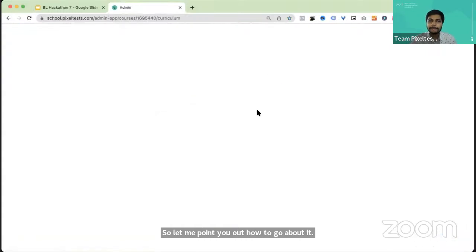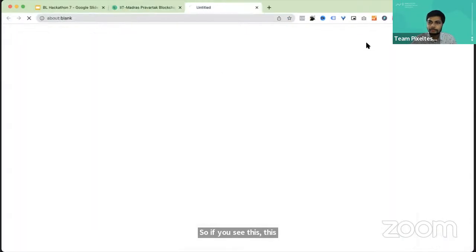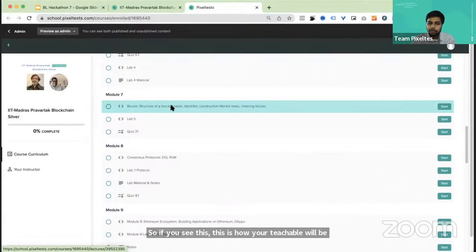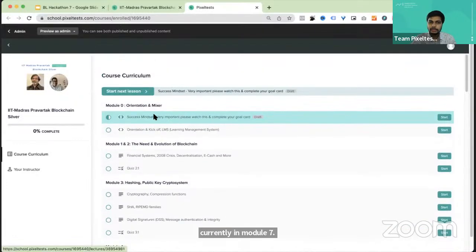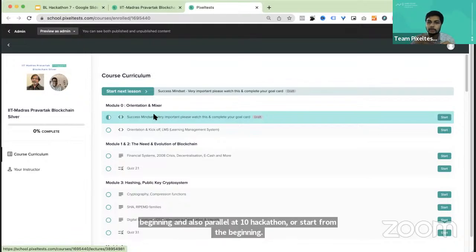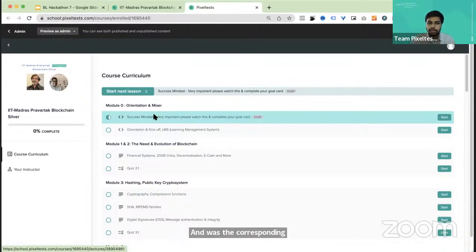This is how your Teachable will be, and we are currently in module 7. But I'd request you to start from the beginning if you've recently joined. Do not worry about how the hackathon flow is. You need not catch up; it is even difficult to fully catch up at once. One thing you can do is start from the beginning and also parallelly attend the hackathon, or start from the beginning and watch the corresponding recording of the hackathon. You don't have to join the current one.